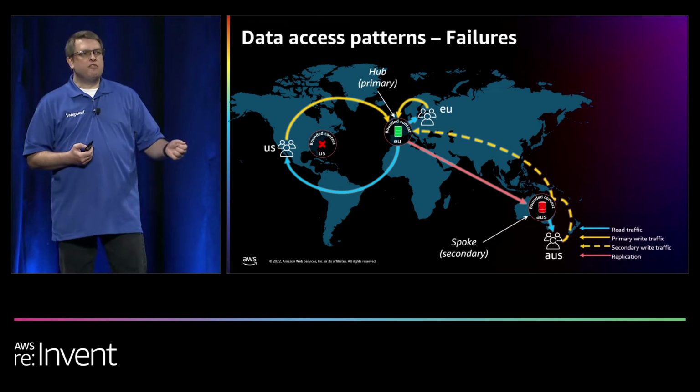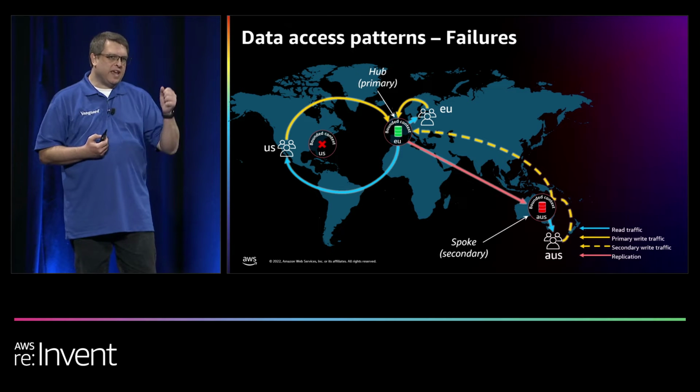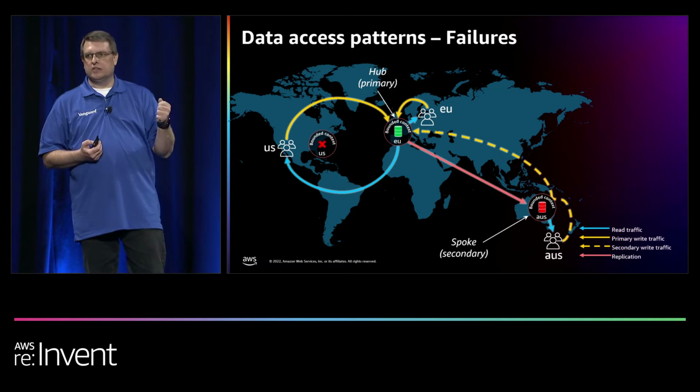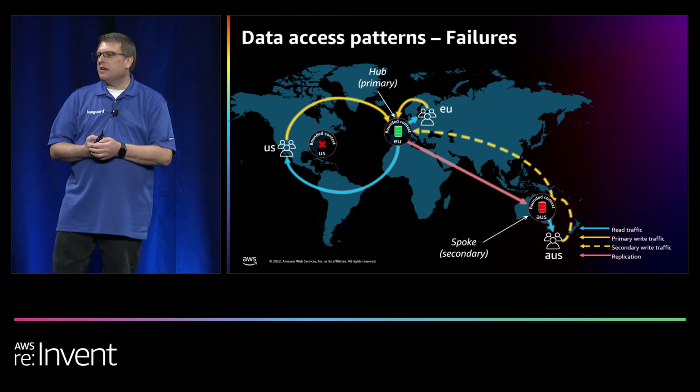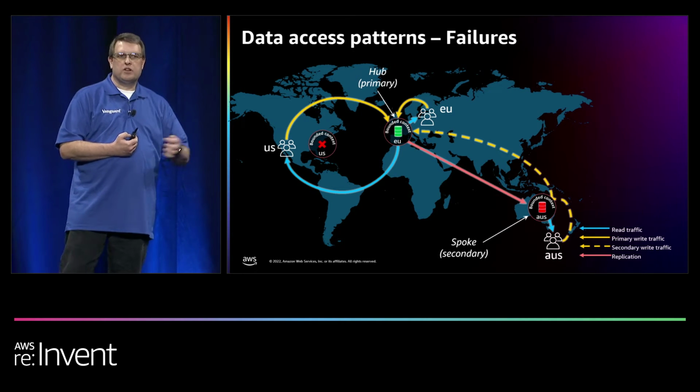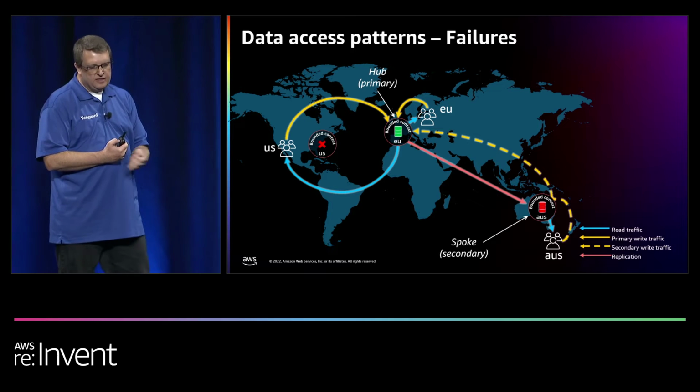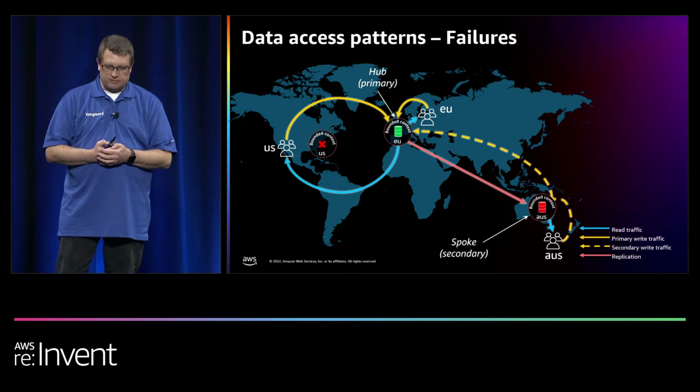EU is also in the primary region. They can write directly, but again, we're writing to a single primary, so we don't get conflicts. And if Australia need to make updates, again, the writes can be forwarded across to the EU, and then those changes replicated back to Australia.